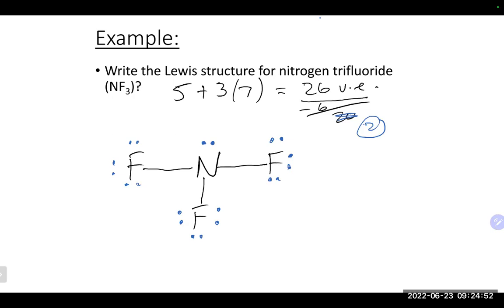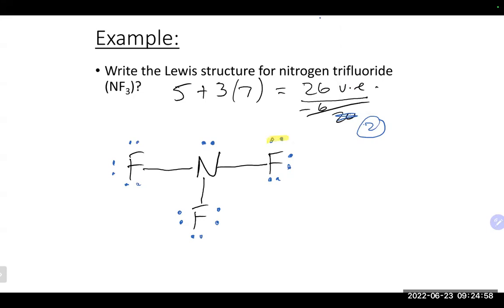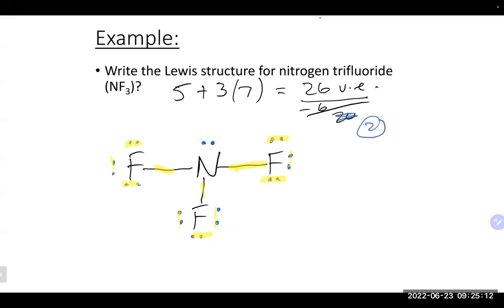I want to make sure that everybody has met the octet rule. If we just roll around here, that is 2, 4, 6, 8 for that fluorine. Each of the fluorines is identical: 2, 4, 6, 8, 2, 4, 6, 8. And now if I look at the nitrogen and count up the electrons, that is 2, 4, 6, and 8.